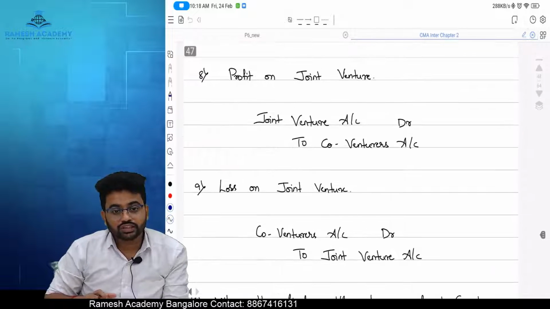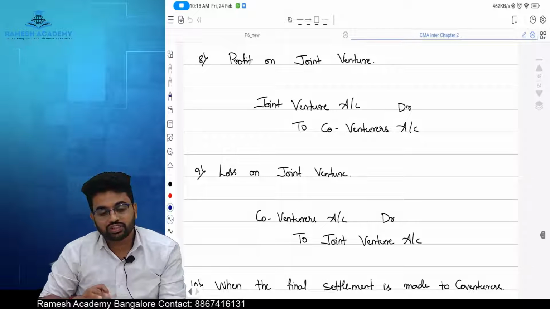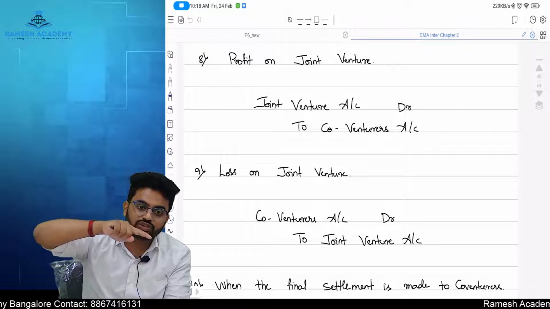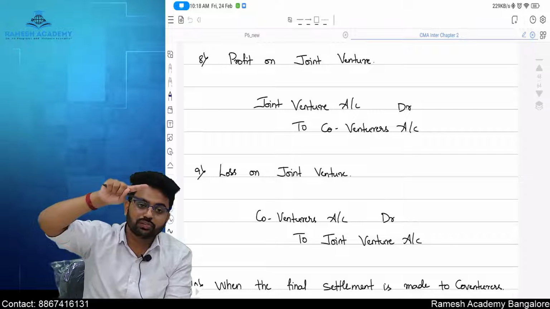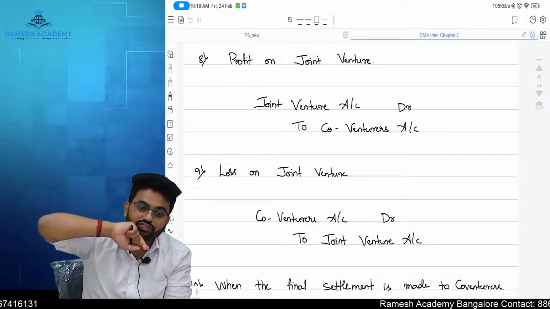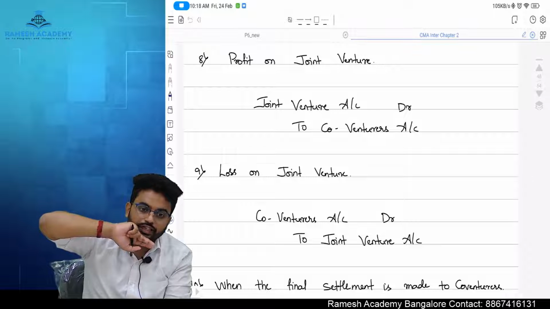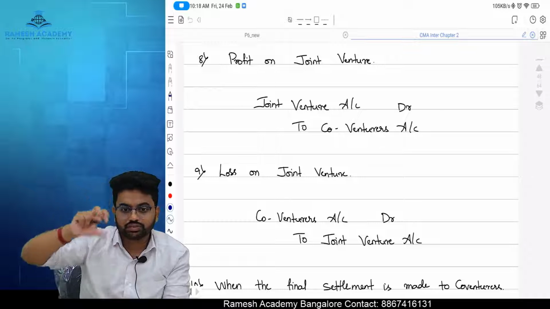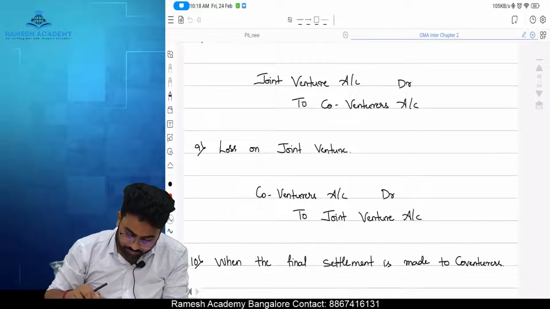What if there is a loss? Loss means expense is more than income, which means debit is more than credit, which means debit balance. So as it is having a debit balance, now we should credit it. So what should we debit? From whom should we recover? We should recover it from our co-venturers. So what will be the entry? Co-venturers account debit to joint venture account.